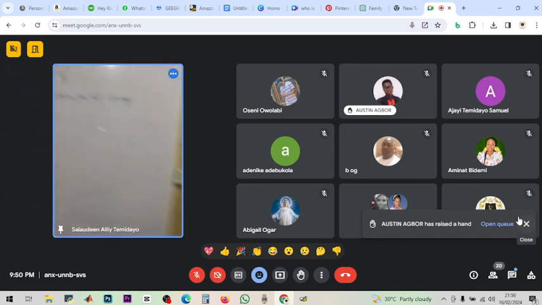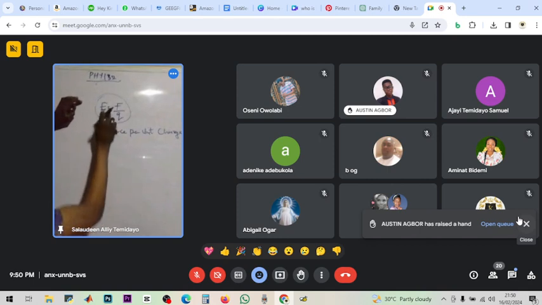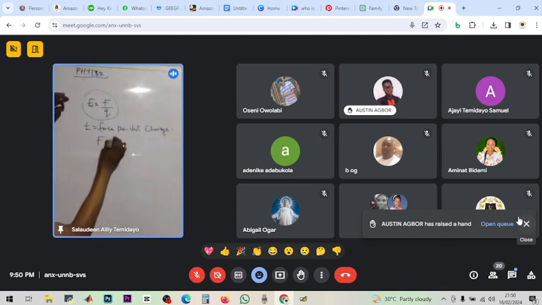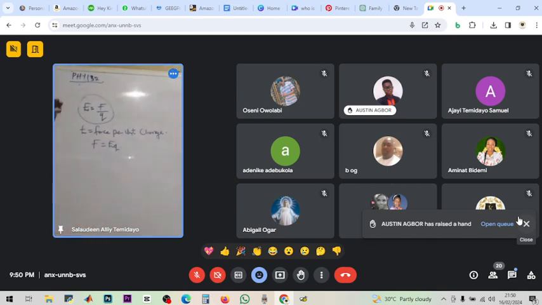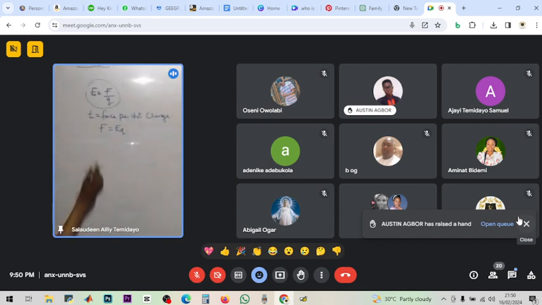I don't like that. So E equals F over Q. Note it very well. From this, we are going to do some wonders. So cross multiply: F equals E times Q.